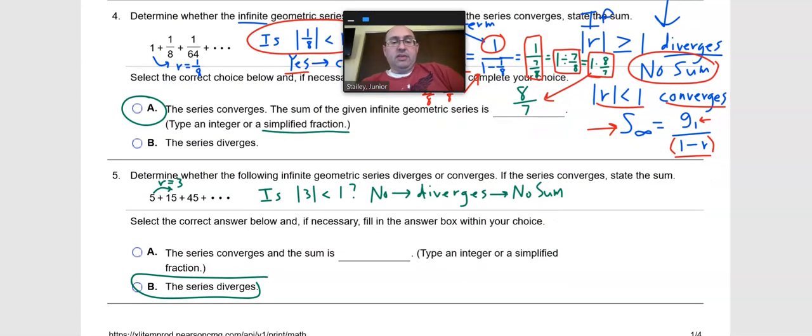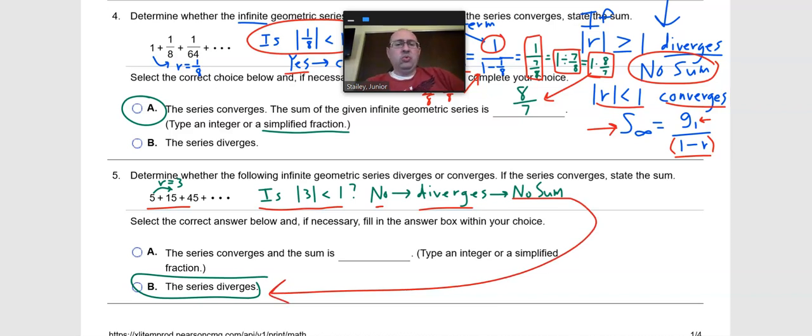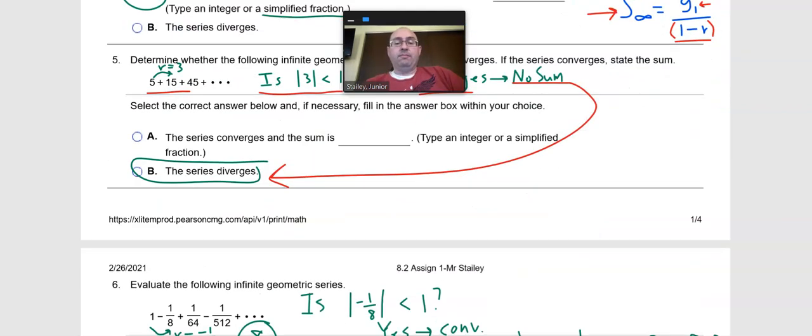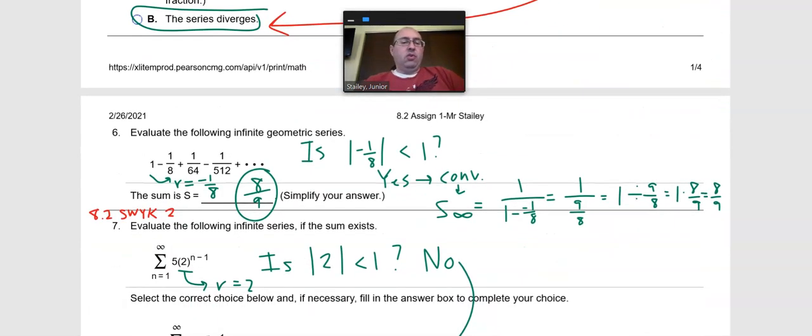All right, let's see about the next one. We can see that we're multiplying by 3 each time. Is the absolute value of 3 less than 1? Heck no! It diverges, therefore no sum. Boom. Don't waste your time doing anything else if you already know the absolute value of r is not less than 1.